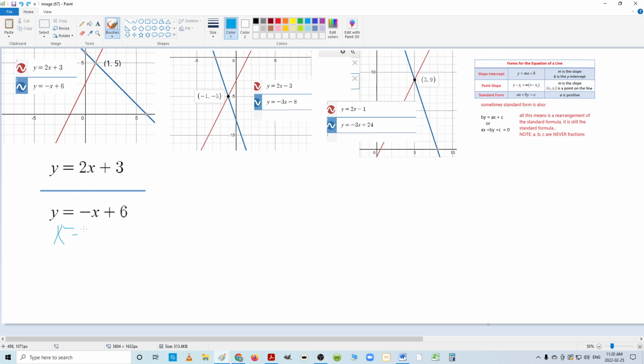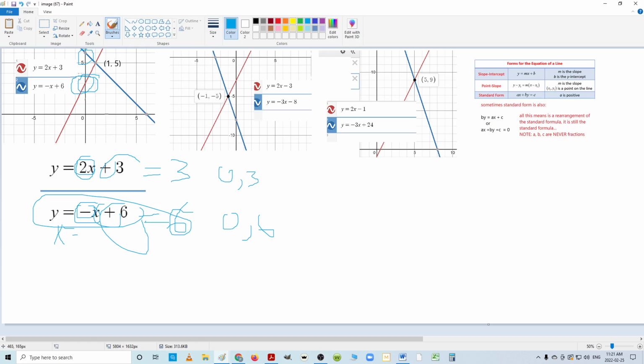But just to make sure, when I do 2 times 0 here, it becomes 0. When I do minus 1 times 0 here, it becomes 0. 0 plus 3 is indeed 3. And 0 plus 6 is indeed 6. So you can see why that automatically gives us the y-intercept, which means 0, 3 and 0, 6 are the y-intercepts for these two lines. If I look carefully on the graph, sure enough, that's true.